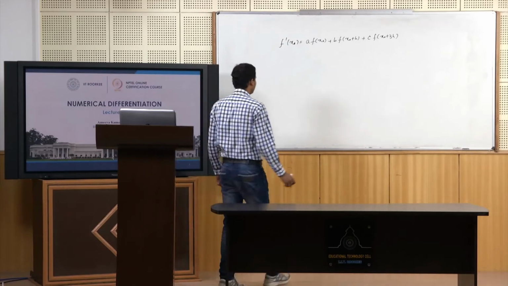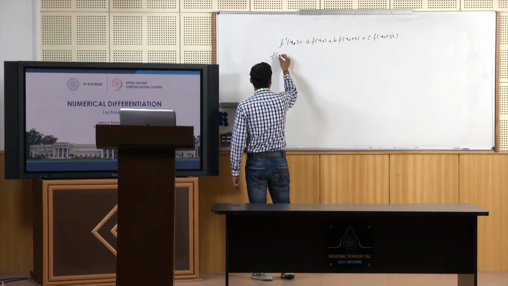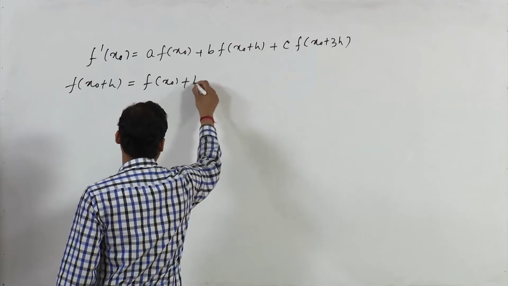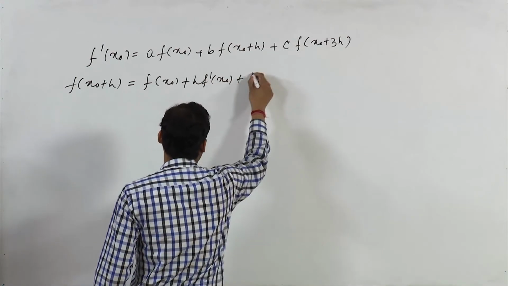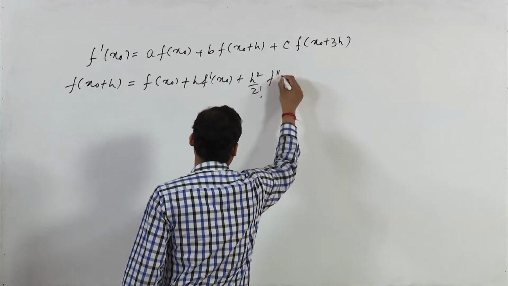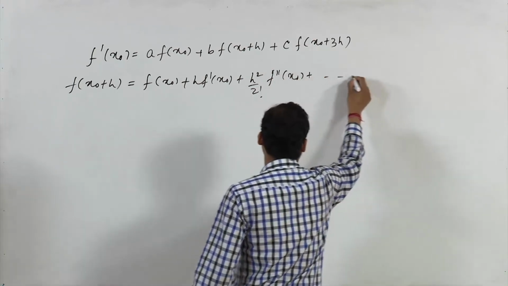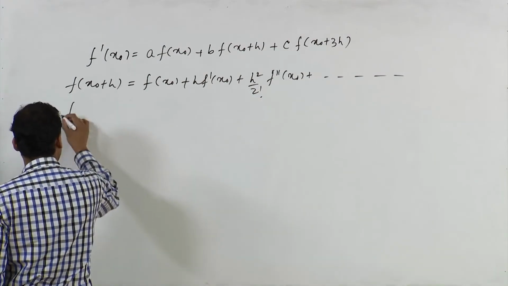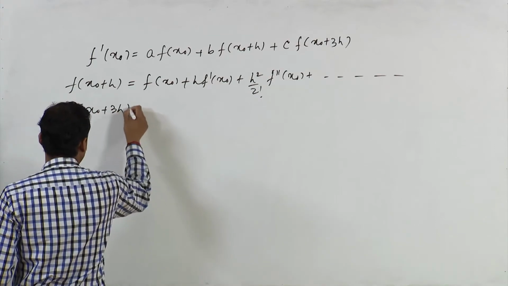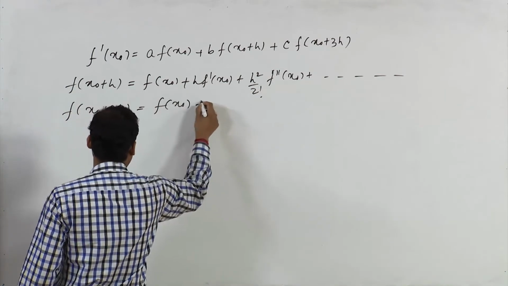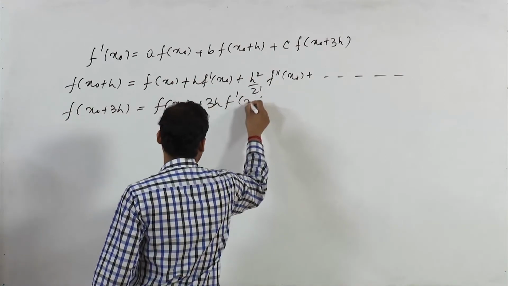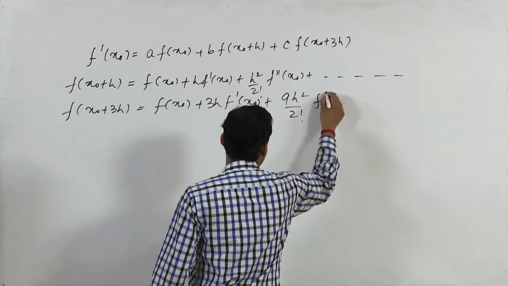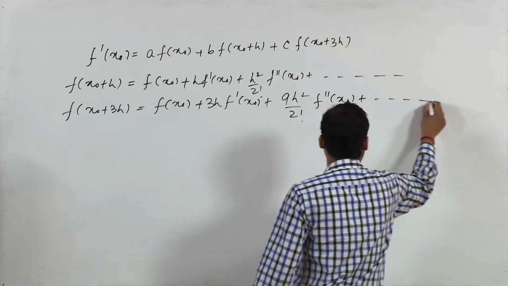If we expand the Taylor series of f of x 0 plus h at point x 0, then we can write it as f of x 0 plus h f dash of x 0 plus h square by factorial 2 f double dash of x 0. Similarly, if we expand f of x 0 plus 3h, this can be written as f of x 0 plus 3h f dash of x 0 plus 9h square by factorial 2 f double dash of x 0 plus all other terms.